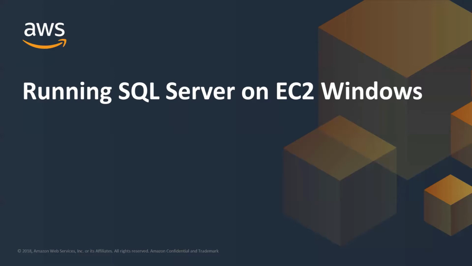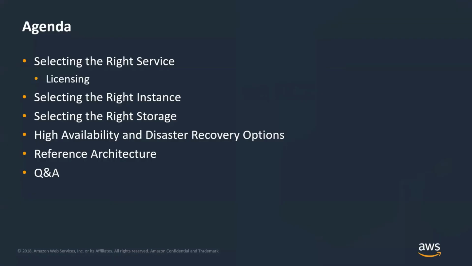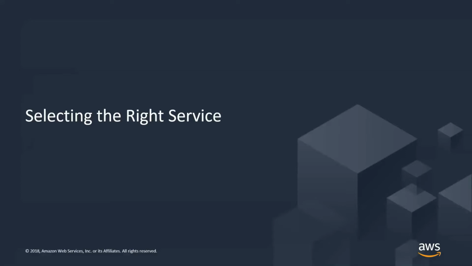Next up, we're going to talk about running SQL Server on EC2 Windows. Quick overview of what we're going to cover in this module: selecting the right services, licensing, making sure you've got the right instance, the right storage, HA and disaster recovery options, and then look at some reference architecture and then do a Q&A. There's lots of things to consider when you're doing this type of database, so you want to make sure that you're selecting the right one for what your use case is. All right, so let's start with the right service.